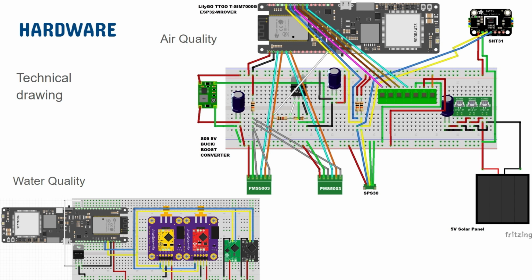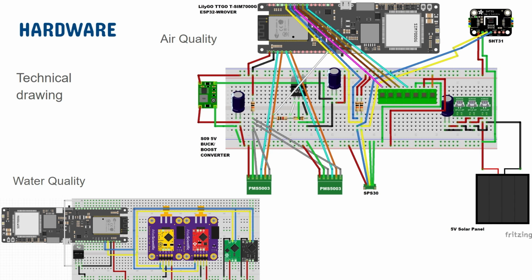The air quality system uses an SHT31 sensor, which is connected via I2C to the LilyGo, and 2 PMS 5003s, which are connected via UART pins to the LilyGo. And the SPS 30, there's an extra slot for it for future development, which is connected via I2C to the LilyGo. And besides that, you can also see there's a buck boost converter. In here, we use the boost to boost the 3.3 volts to 5, so it can power the particulate matter sensors. And there's also a 5V solar panel connected for self-sustainability.